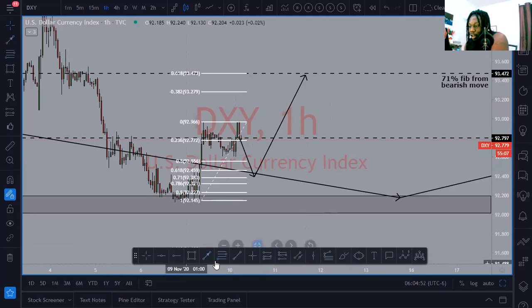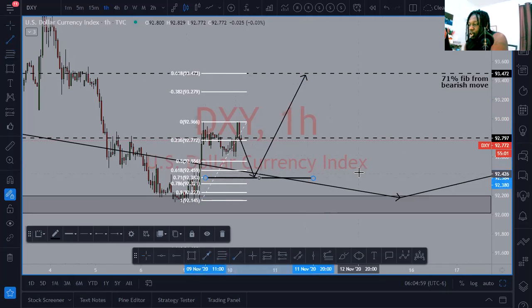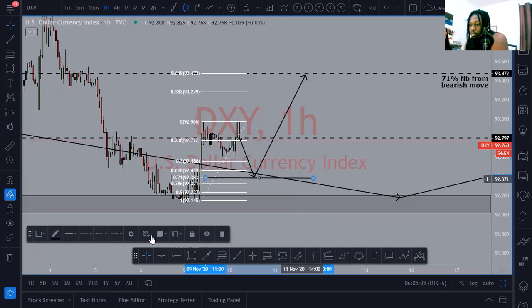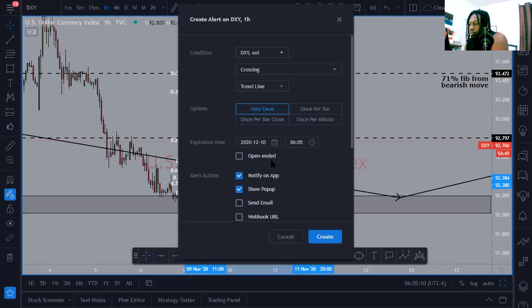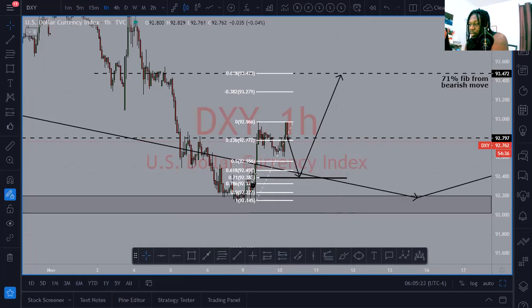I'm going to set an alert for that for the DXY. So I'm going to set that up, bounce off, continue to the upside. Set my alert. Only once, I'm not worried about a per bar close. Create. All right, so that's for the DXY. I just want that retracement back down here.